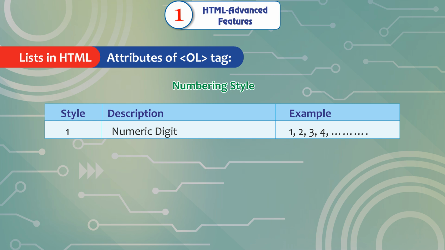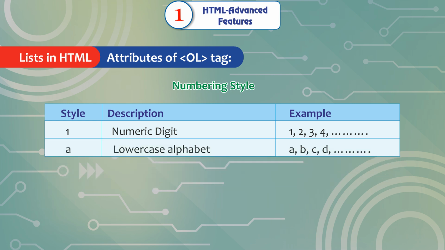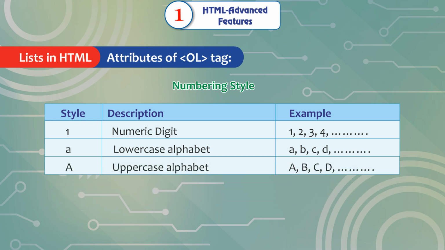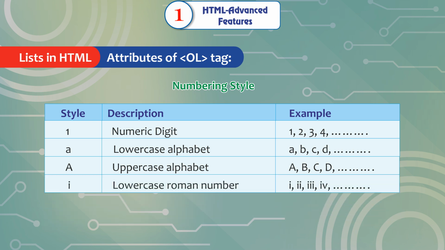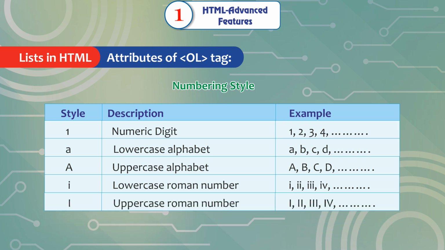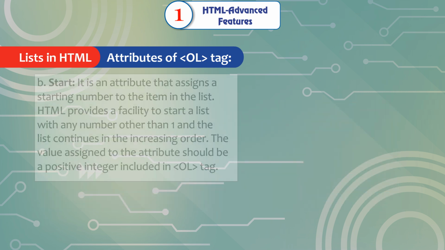1: numeric digit: 1, 2, 3, 4. a: lowercase alphabet: a, b, c, d. A: uppercase alphabet: A, B, C, D. i: lowercase Roman number: i, ii, iii, iv. I: uppercase Roman number: I, II, III, IV.